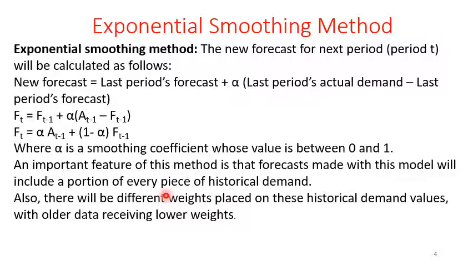Also, there will be different weights placed on these historical demand values, with older data receiving lower weights, like in weighted moving averages. Here also, for all the older data, you are giving lower weights, because you are giving more importance to the current data. So higher weights will be given to the latest data, and lower weights will be given to the older data.